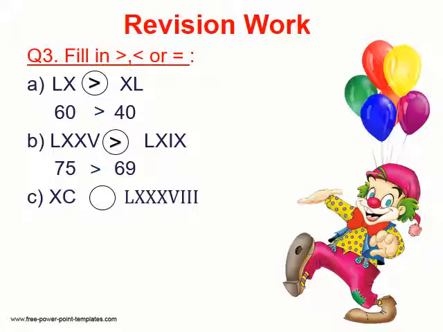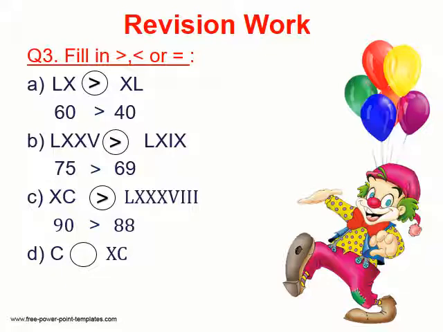So we can write that LXXV is greater than LXIX. Now let's come to the C part. XC and LXXXVIII. We have to compare both these Roman numerals and find out which one is larger. The value of the Roman numeral XC is 90 and the value of the Roman numeral LXXXVIII is 88. So children, it is clear that 90 is greater than 88. Therefore, we can say that XC is greater than LXXXVIII.